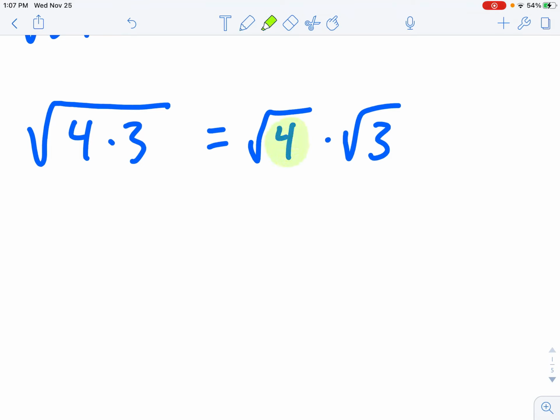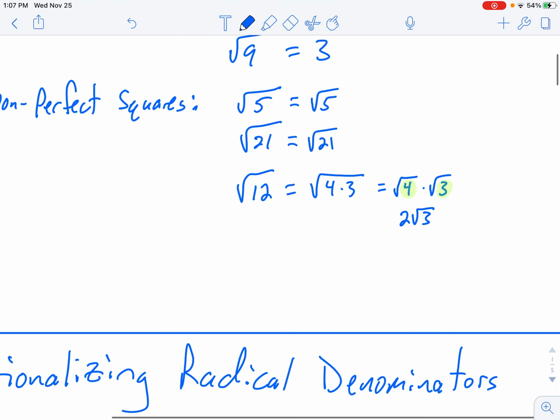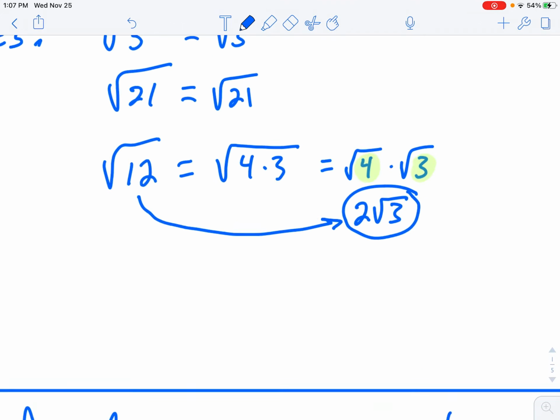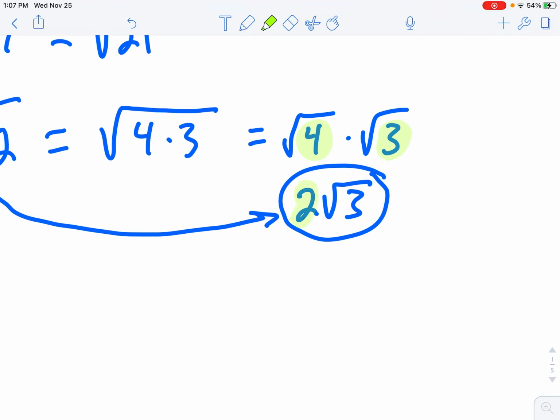Now, can you simplify this? Well, you can simplify this part. 4 is a perfect square, so the square root of 4 is 2. Can you square root 3? No, 3 is not a perfect square, so that just remains a radical, or square root. So the simplified version of the square root of 12 is 2 square root of 3. Part of it does simplify, part of it doesn't. The part that simplifies no longer has a square root over it. The part that doesn't simplify does have a square root over it.